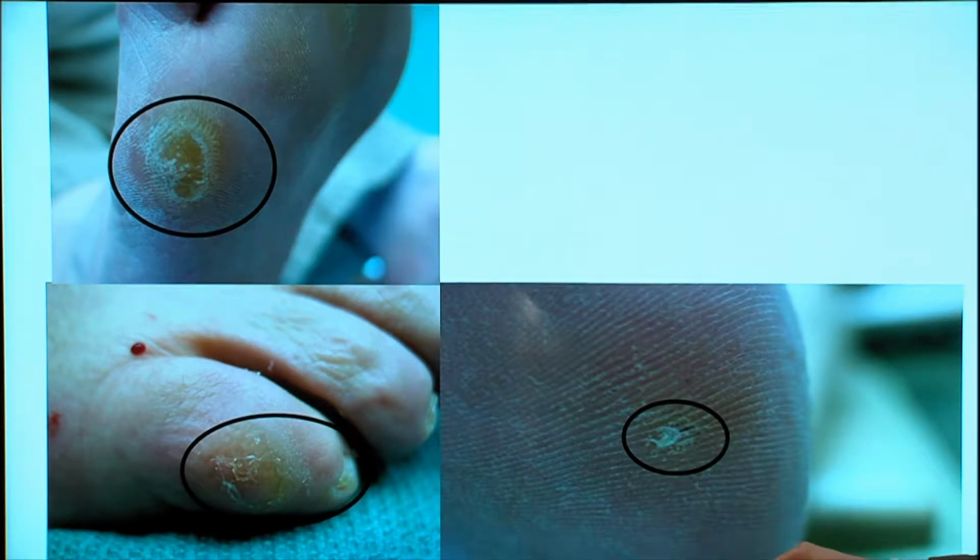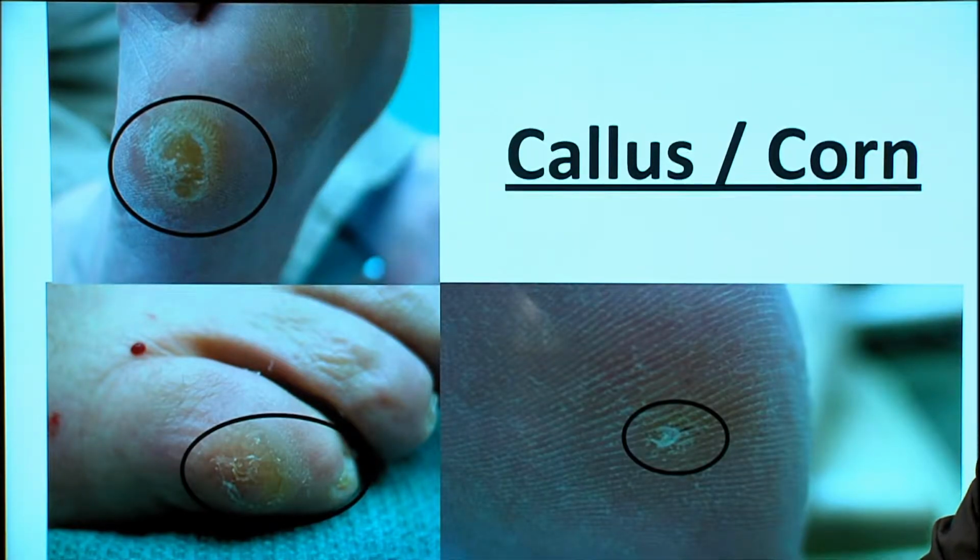Okay, these are kind of all, what are they? What do you think they are? They're kind of on areas where it's rubbing on your skin. They're all on the bottom or on the side of the foot. And the answer is, oh, he moved away. They are calluses. That's what all these things are. They're corns or calluses. And they're in different places of the body.